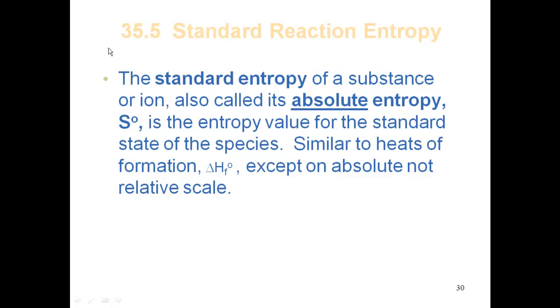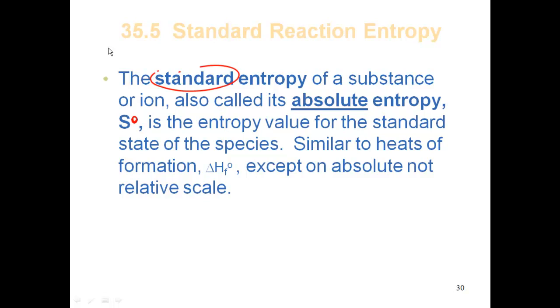The standard entropy of a substance or ion, also called the absolute entropy, S superscript 0, is the entropy value for the standard state of the species. This is very similar to your delta H_f's. Remember we talked about the standard before. Since it's a standard, we give it that little superscript 0, which means we're at 25 degrees C, 1 atmosphere, 1 molarity for substances.